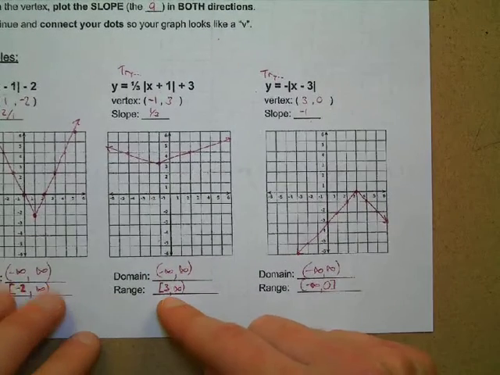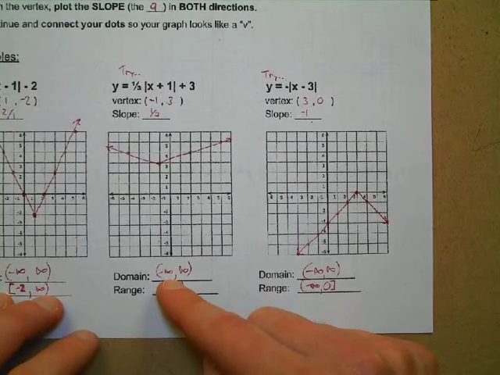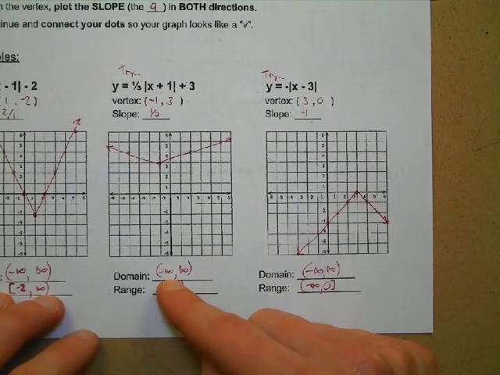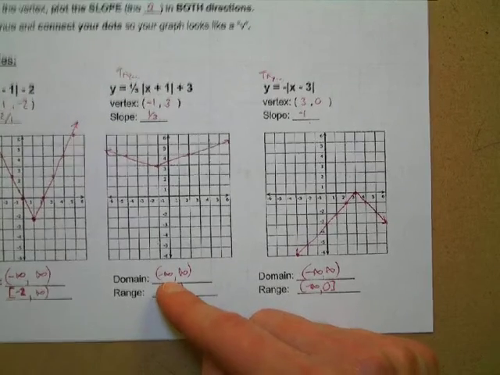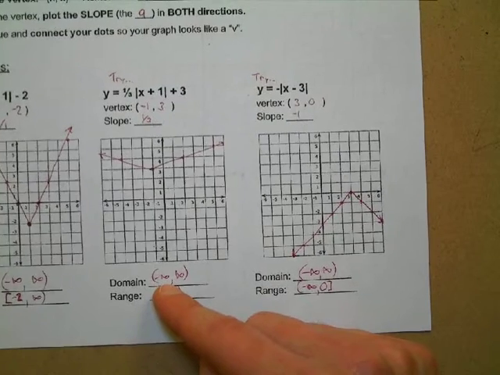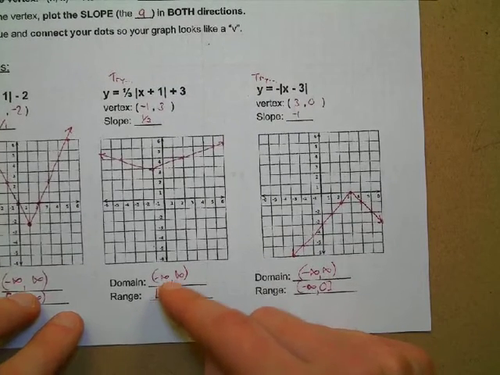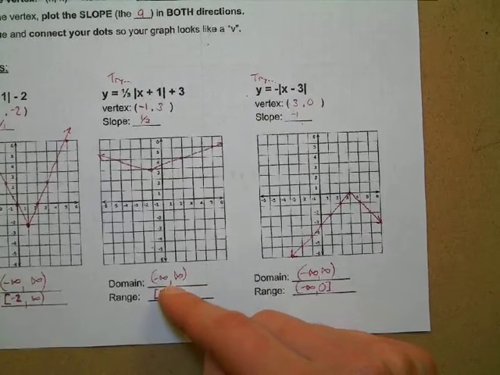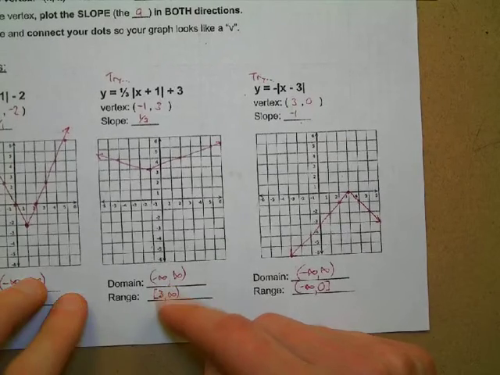We've never seen a function yet that does not have a domain of negative infinity to infinity. Later in this unit, we'll see a function that does not have a domain of negative infinity to infinity, but every other one you'll see, it's not that hard to understand. And then the range, though, is 3 to infinity.